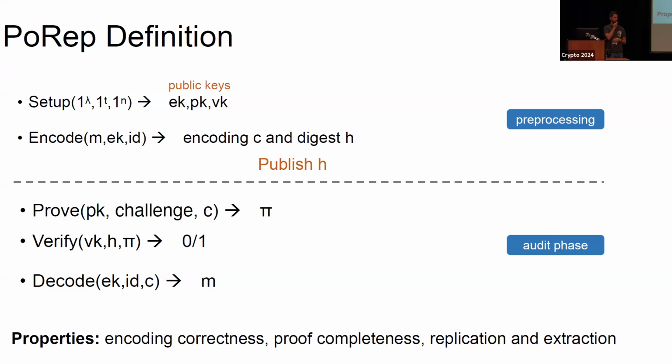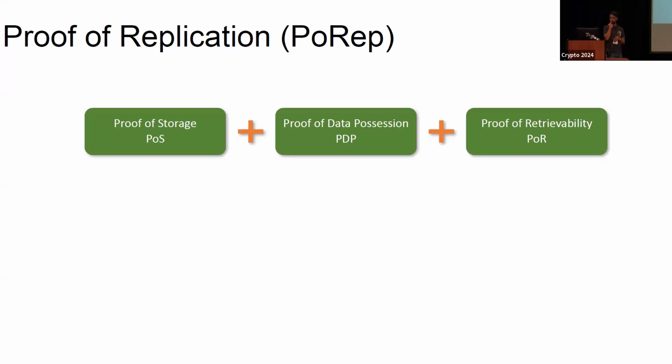Proof of replication needs to satisfy some properties, but the most interesting ones are replication and extraction. Extraction means that you are actually storing the original data, the useful data, and you can extract it. And in replication, you essentially want to prove that you are using a significant amount of memory in storing the data, even if it was compressible. And that's the property I'm going to talk about in this presentation.